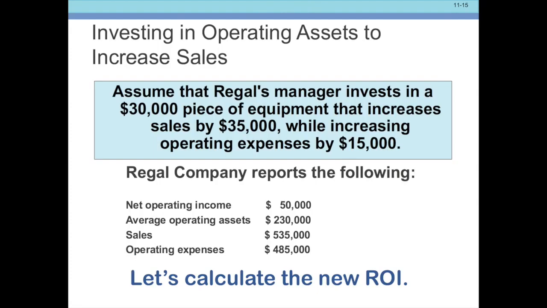Now we can take this into our analysis and see if we make an investment into our operating assets how it does with sales. So in this case, we assume the manager invests in a $30,000 piece of equipment that increases sales by $35,000 and increases operating expenses by $15,000. So now we have numbers of $50,000 for net operating income, $230,000 for average operating assets, sales 535 and operating expenses of 485.